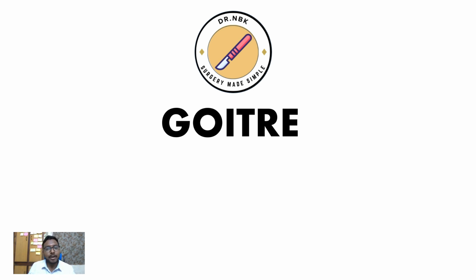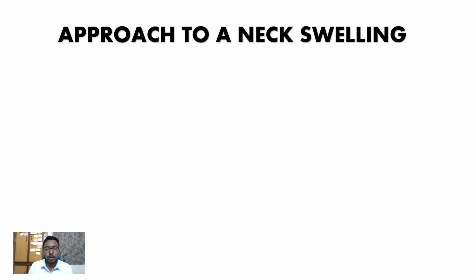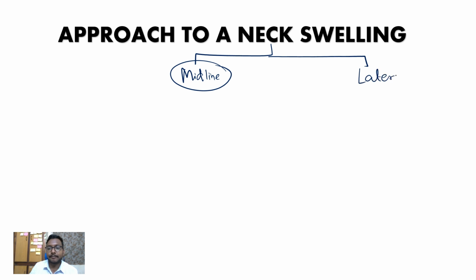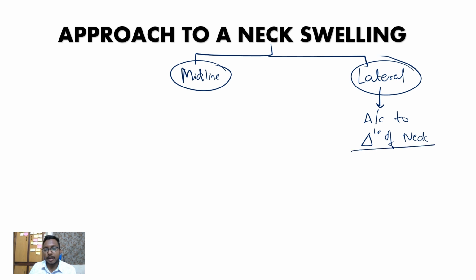Before we enter into the case sheet, we need to have a broad view about the approach to a neck swelling. Whenever a patient comes to you with a neck swelling, the first thing you need to understand is where the swelling is present, whether it is a midline neck swelling or a lateral neck swelling. Lateral neck swelling you will approach according to the triangles. There are different triangles of the neck. According to the triangle of the neck, in that particular triangle you will decide whether it is a solid or a cystic one.